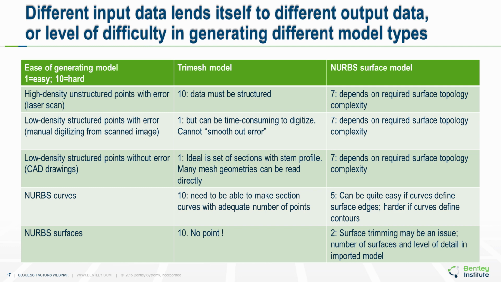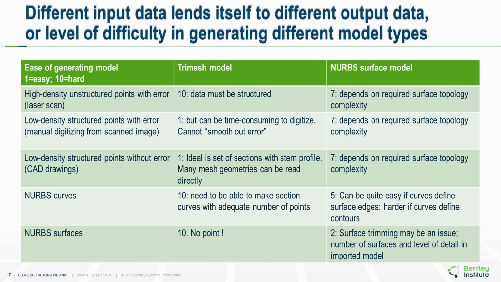up to 64,000 elements. The second row is for low-density structured points, but with the possibility of some error, for example coming from a manually digitized scanned lines plan. Generating a tri-mesh can be quite easy because the points are already structured. However, it's not possible to smooth out the data without manually editing the data points, and again fitting a NURBS model is about the same difficulty as with the high-density point cloud.